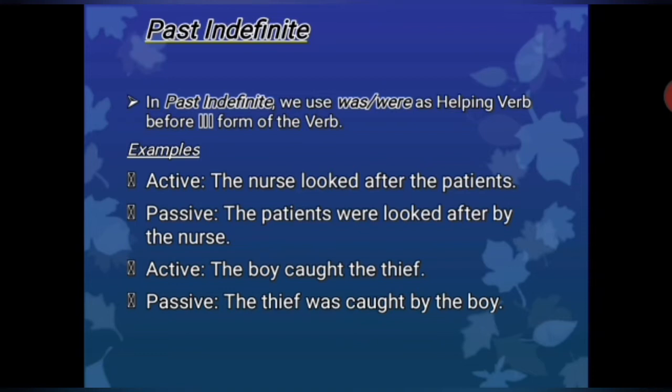See the example. The nurse looked after the patients. So this sentence is in active voice. While changing into passive voice, what do we have to do? Very first we will put the object in place of subject. So we start with the patients. Now what verb do we use? As it is the past indefinite tense, we use were. The patients were looked after by the nurse. Second sentence, the boy caught the thief. So what is our object? Yes, the thief. What verb will we write? Was. The thief was caught by the boy.